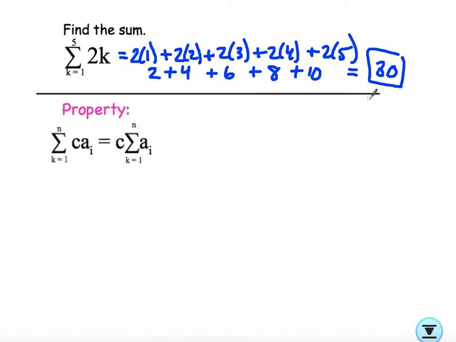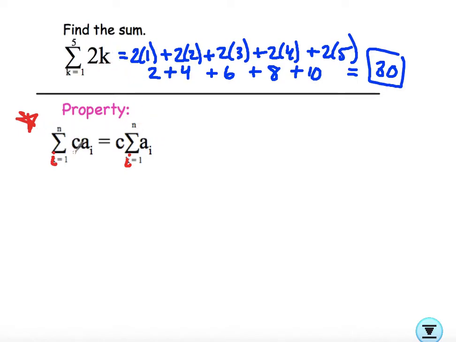Okay, totally fine to do it that way. Or I can use this property. Now, it's written in a very generalized form, but the idea is we have c, which is some constant, times a variable, with a subscript i, with the idea that we would be plugging in some value of i here, so I'd be plugging in a 1, then a 2, then a 3, etc. Just like here, I'd be plugging in a 1 for k, then a 2, then a 3, etc.